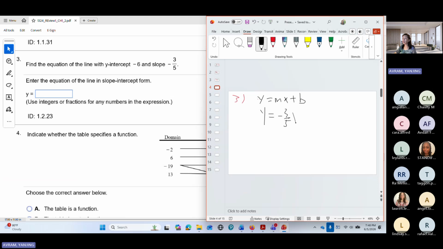Okay, and remember you need to have an x. All right, and the y-intercept is -6, so just -6. That's it. That's the whole thing. Okay, enter the equation in slope-intercept form, and that is called slope-intercept form.